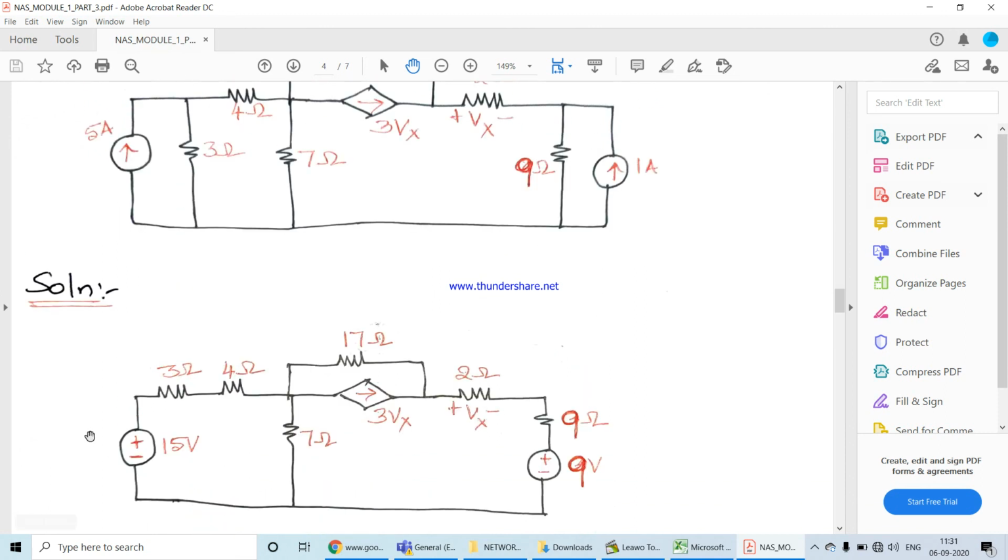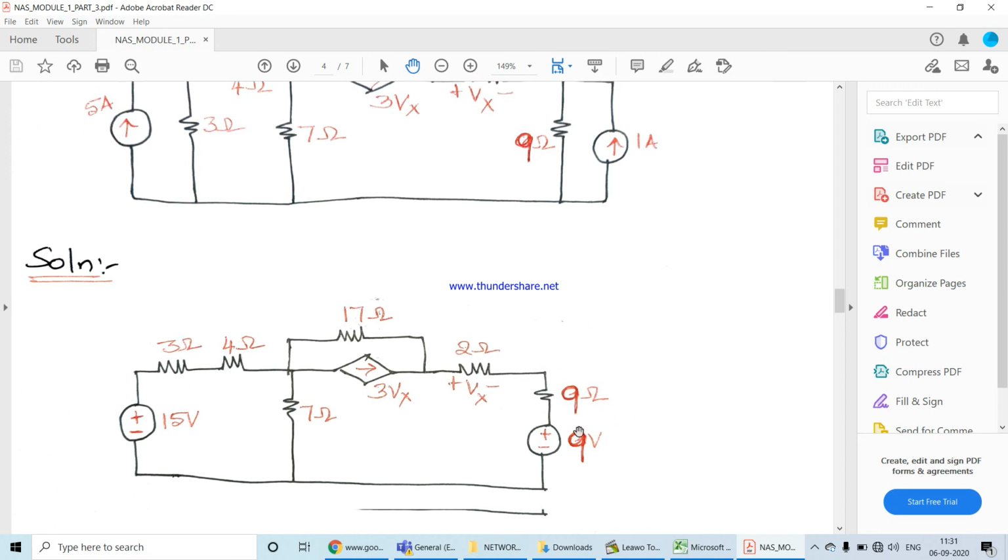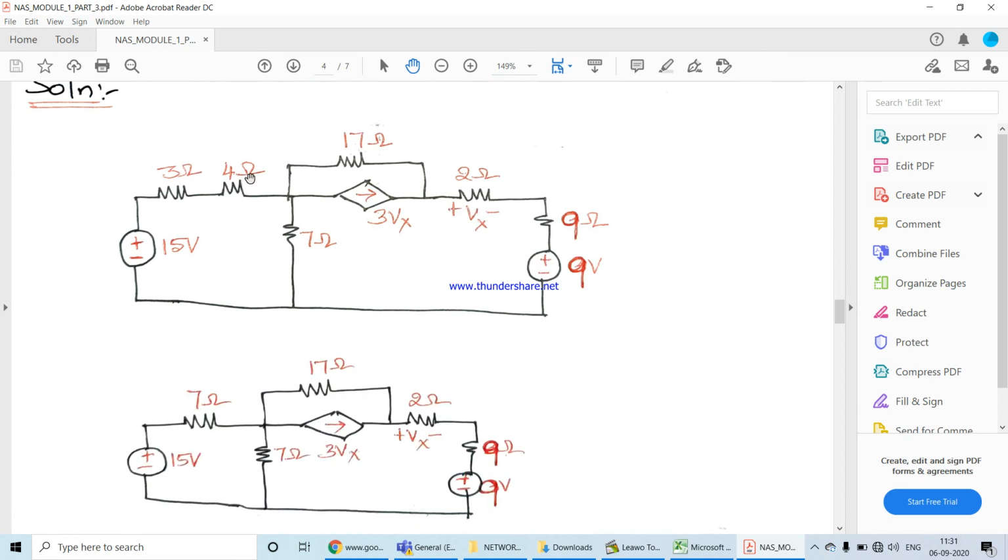So 5 into 3 is 15 volts. The arrow is towards the upper side, therefore minus plus will be written in this sense. The 3 ohm will be in series with 4 ohms now. Similarly, here 9 into 1 is 9 volts. Again the arrow mark is upward, so therefore minus plus, and then we have it in series with 9 ohms. Now 4 plus 3 is 7 ohms. We have here 7 ohms in series with 15 volts, and then 9 ohms in series with 9 volts.